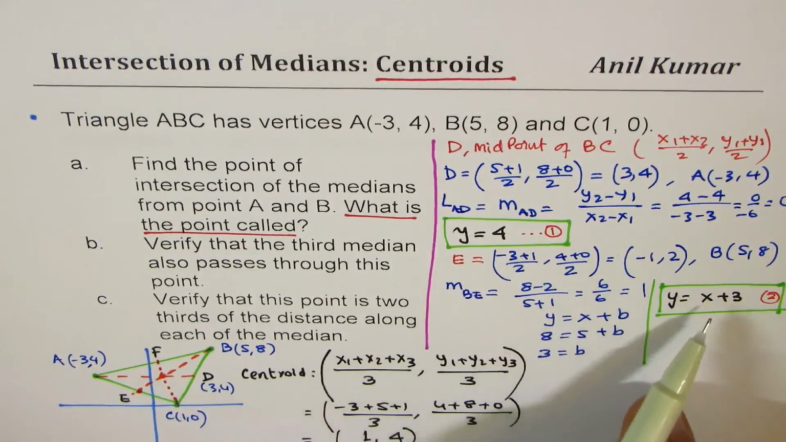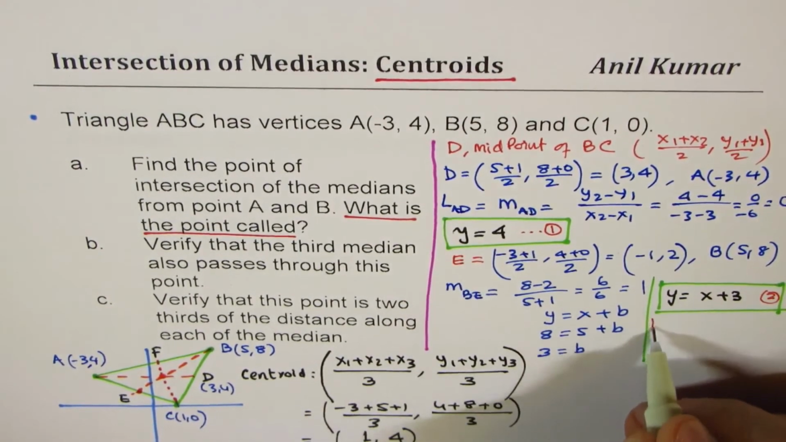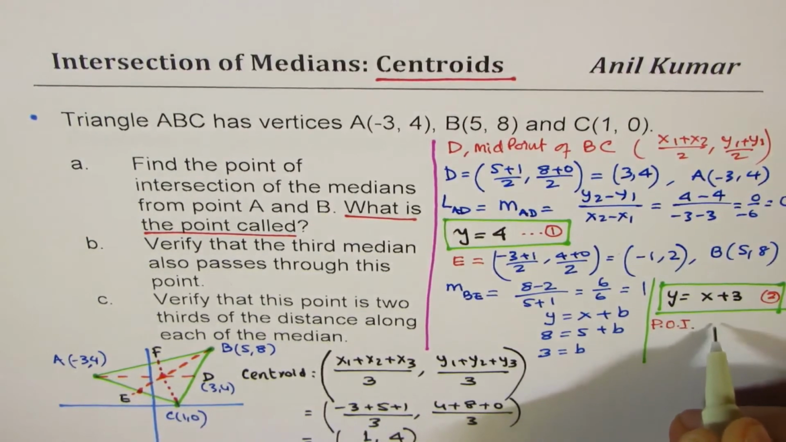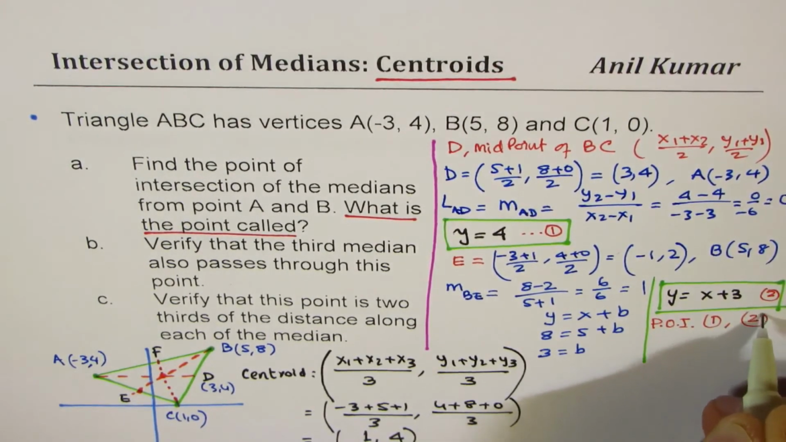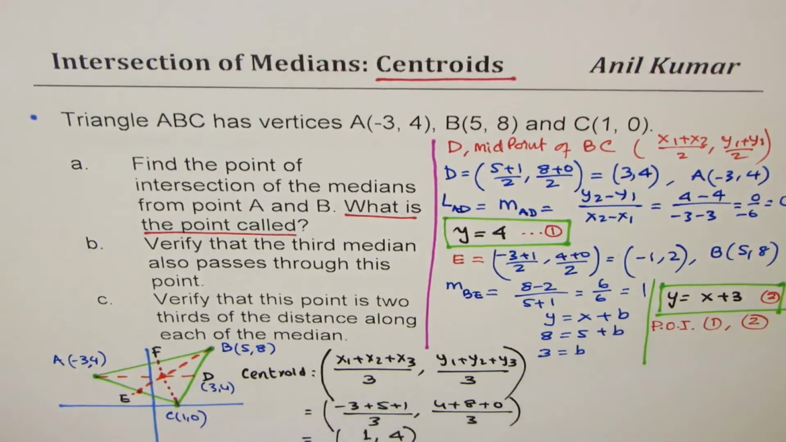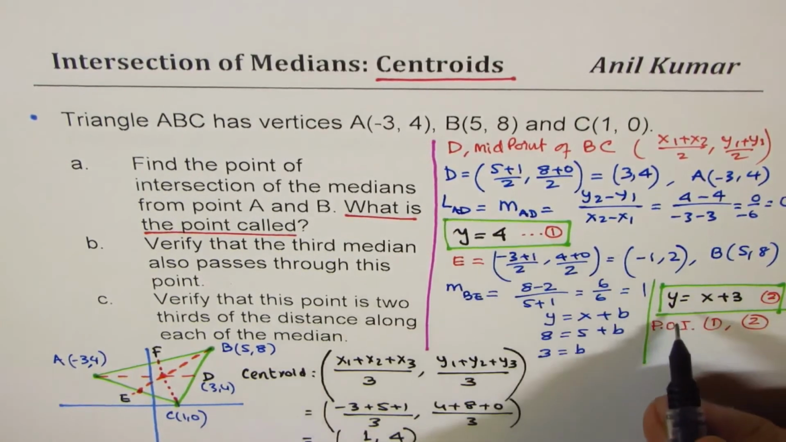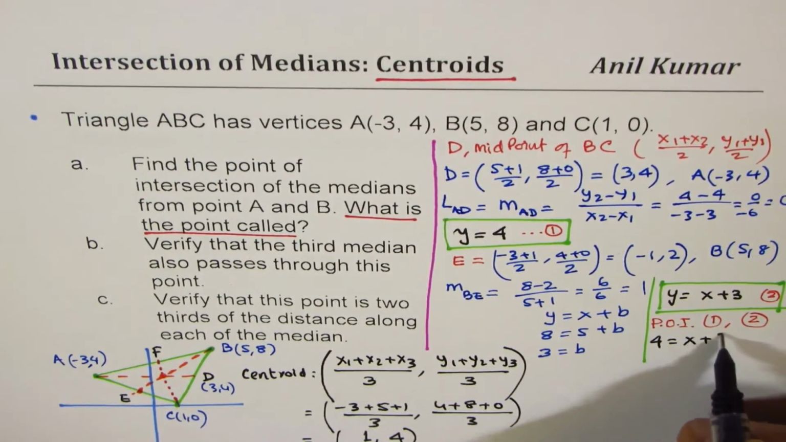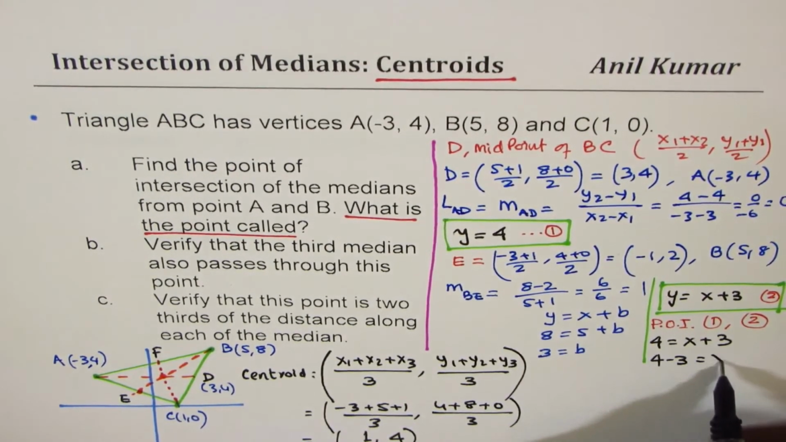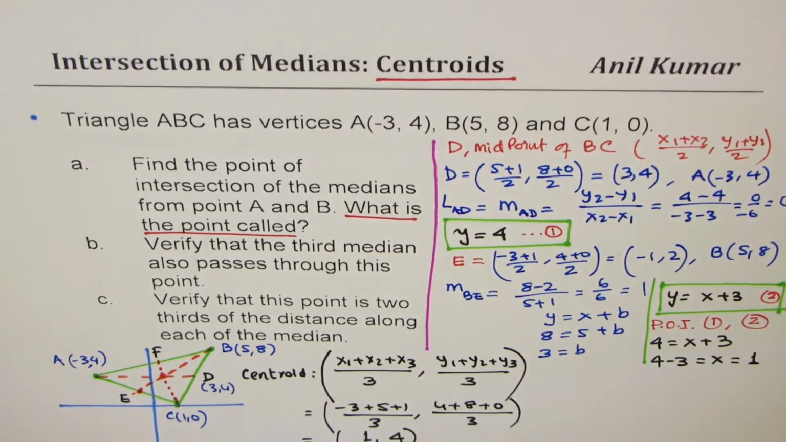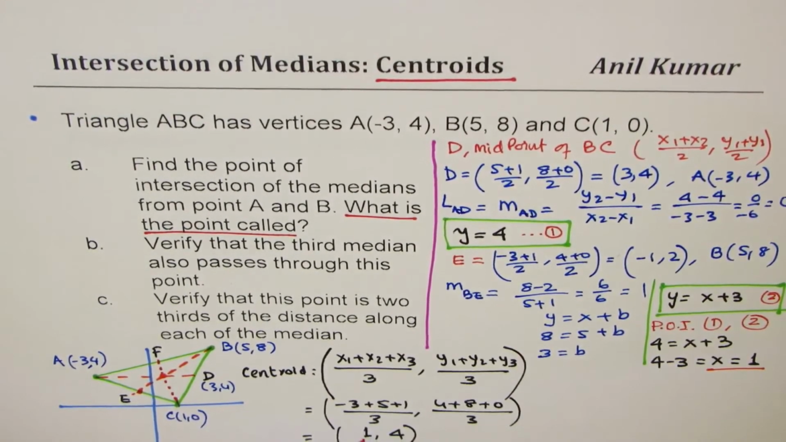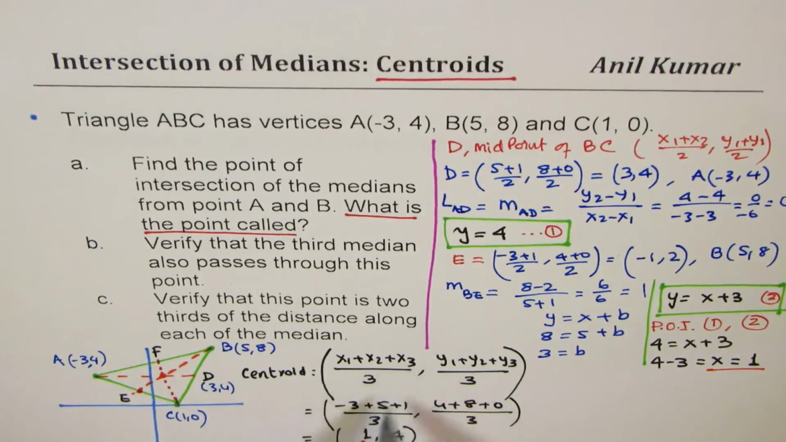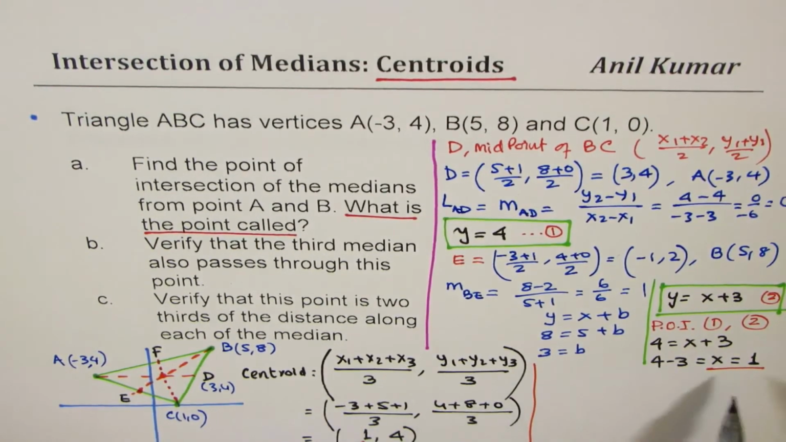Now what is the point of intersection between these two? So let's find the point of intersection between equation 1 and equation 2. If I substitute y equals 4 here, what do I get? Well, I'm substituting 4 here, so 4 equals x plus 3. So 4 minus 3 is equal to x, which is indeed equal to 1. As you can see, we get the same value of x as we figured out earlier, correct? So the formula actually works.